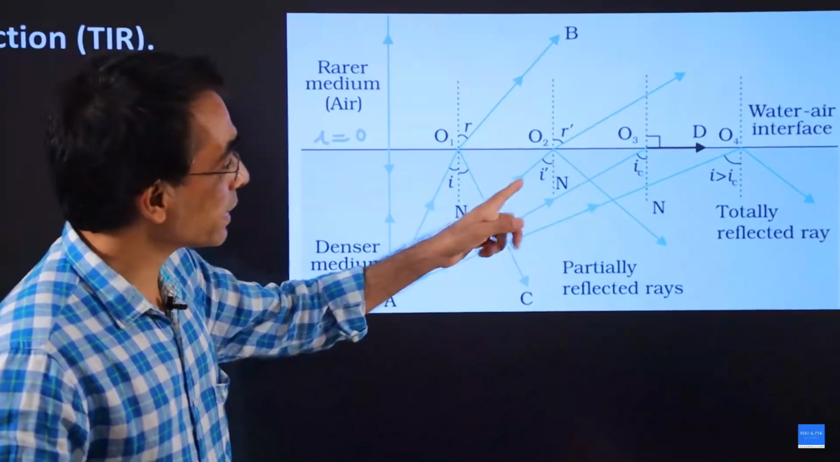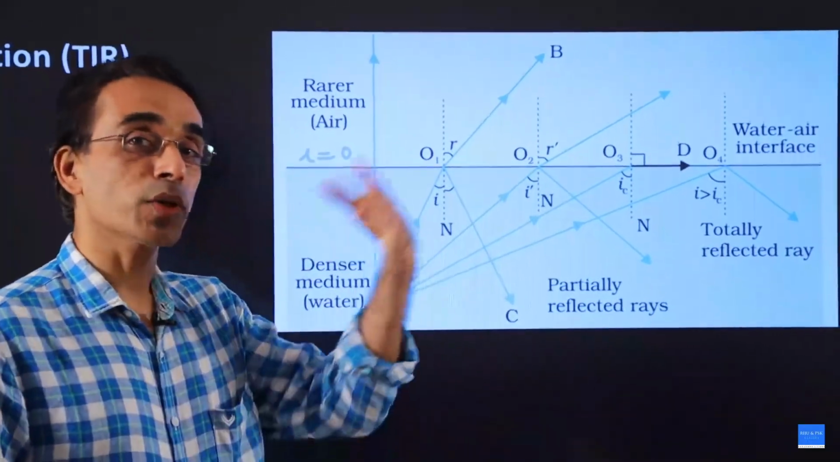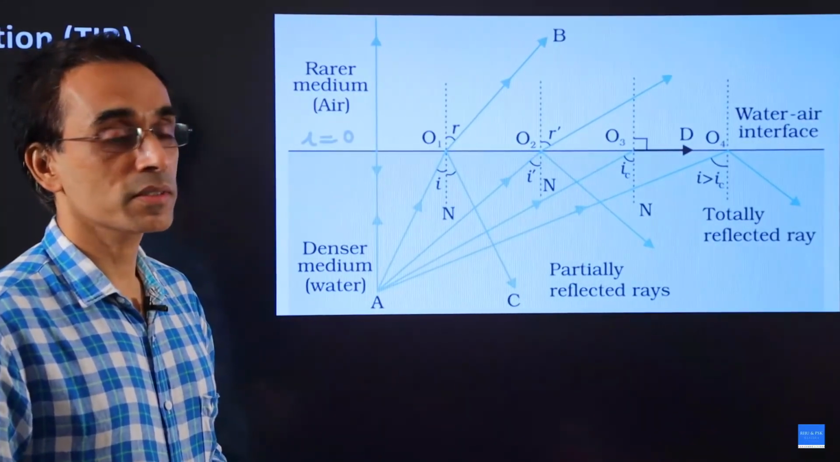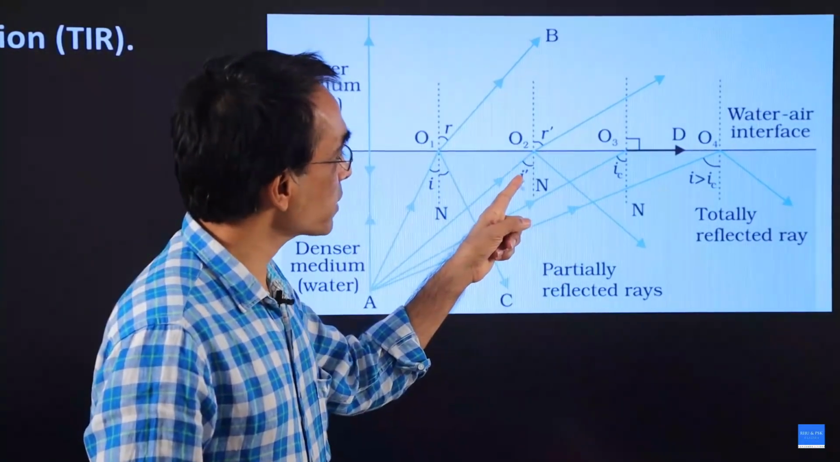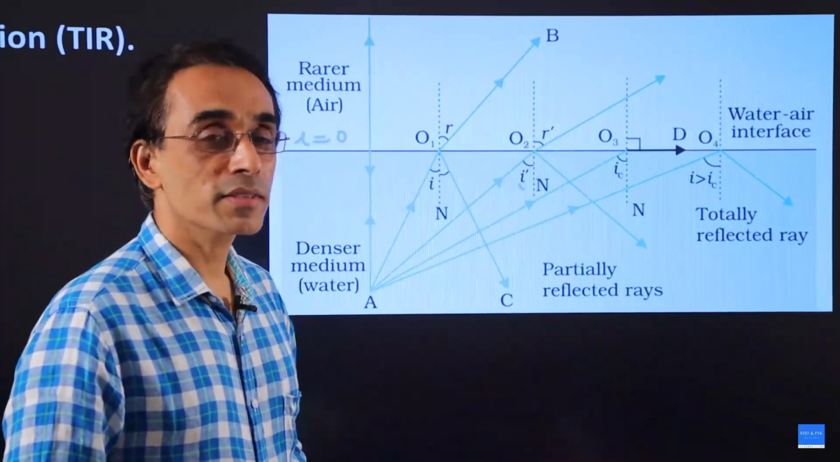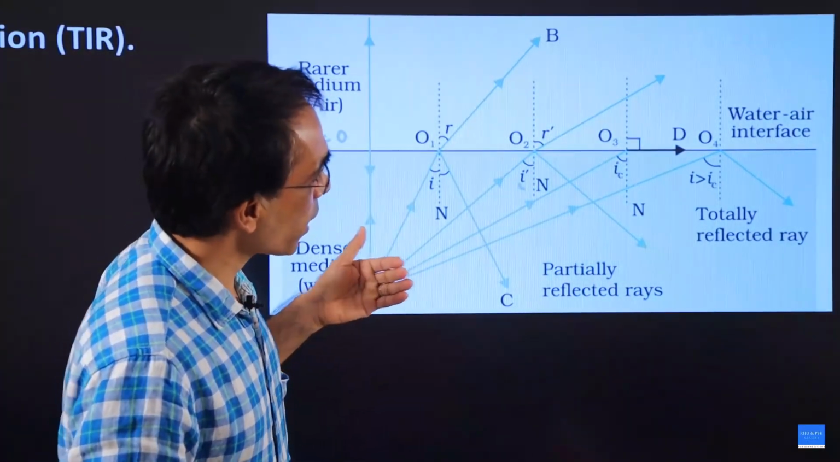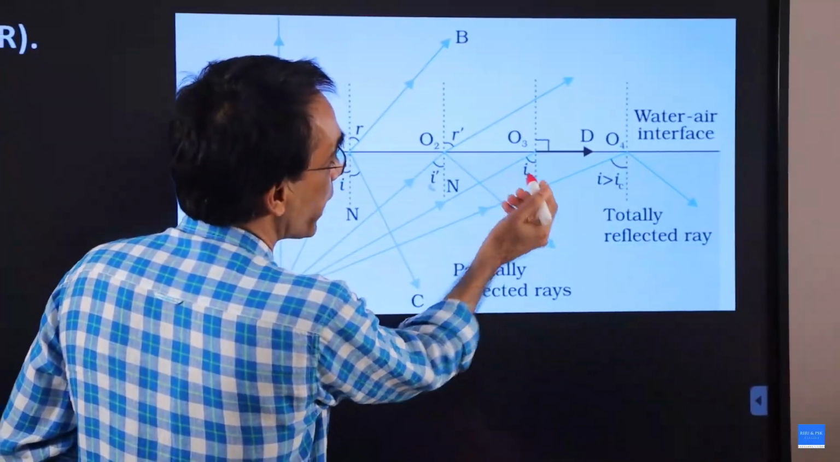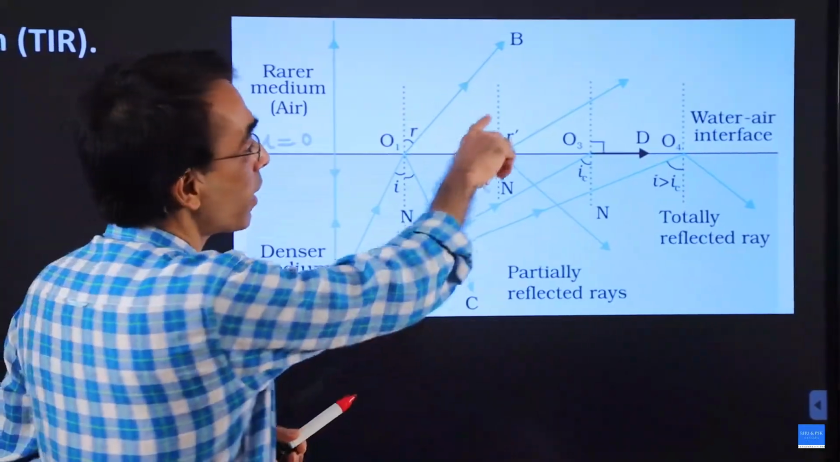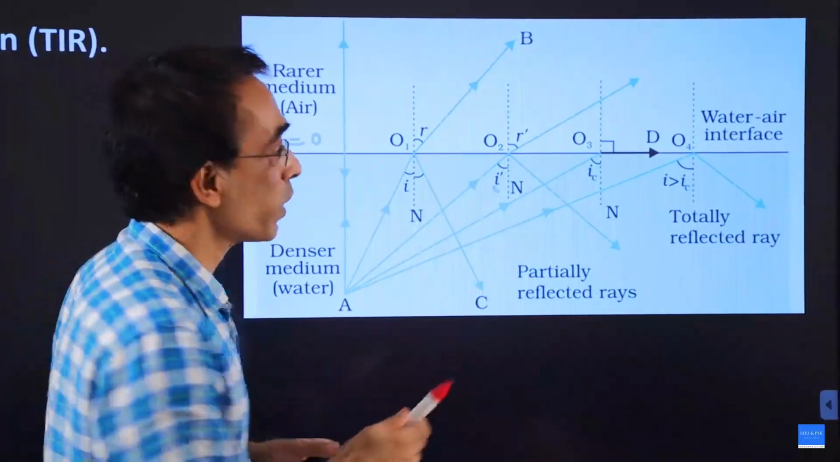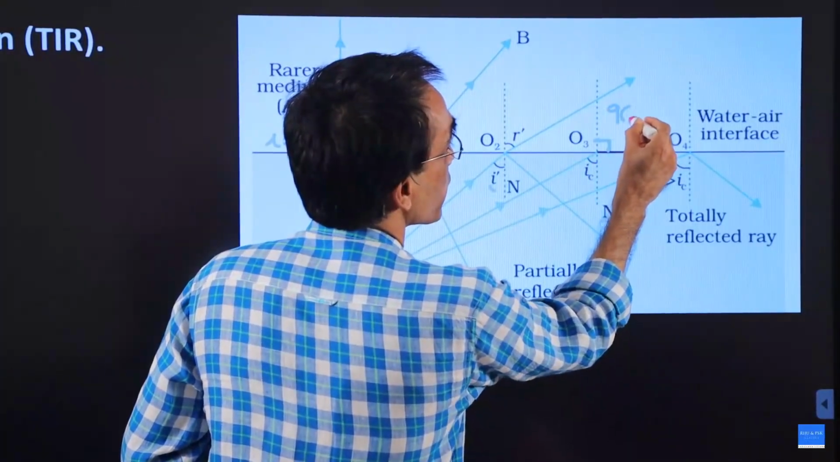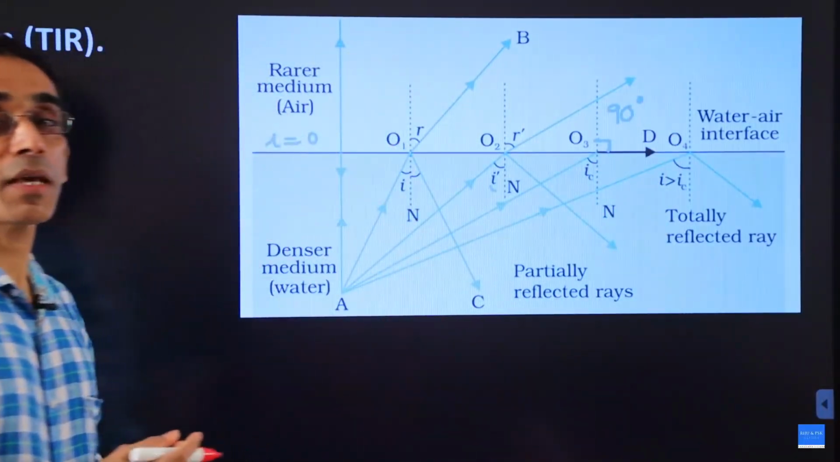When angle of incidence increases, angle of refraction should also increase, because sin i by sin r must be a constant. So, as i increases, r also increases. Now, we are further increasing i. So, at this point you can see i has increased much and r also tried to increase. But what happened to r? The value of r here became 90 degree.